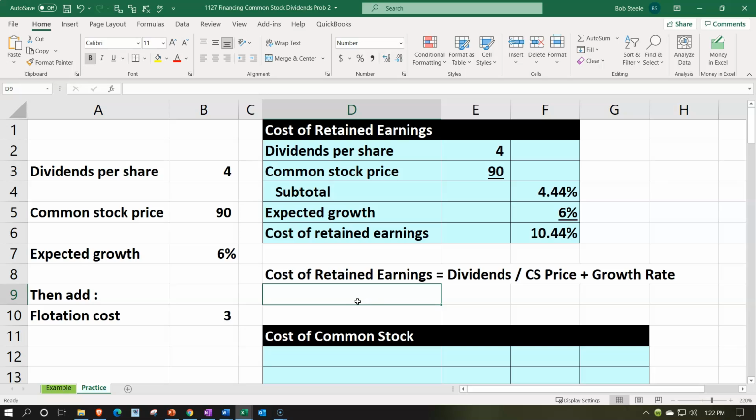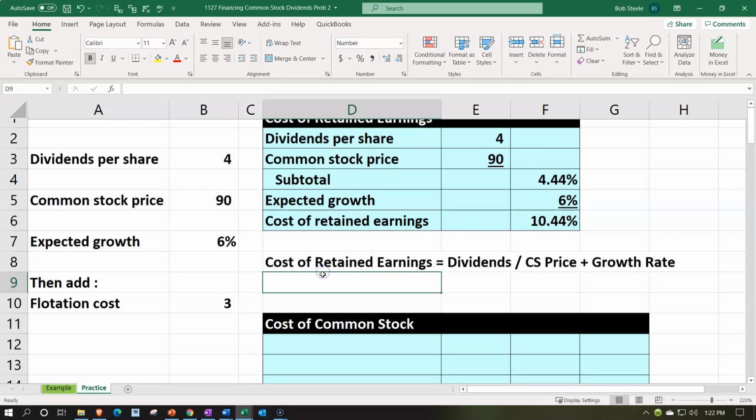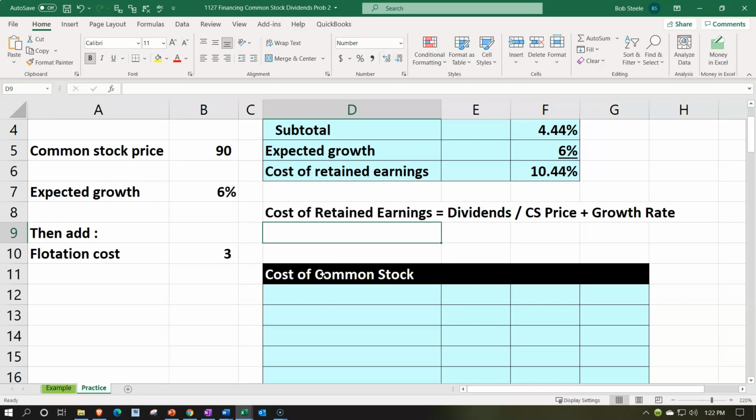Here's the calculation for it down below. Cost of retained earnings equals the dividends divided by the common stock price. Remember, you do this first, and then add the growth rate. Now, if we add on the flotation costs, we're going to call that the cost of common stock, basically the same thing. But now we're going to take into consideration the fact that in order to issue at the $90 price, it's going to cost us, we're going to say, $3 in one-time fees to get that done.